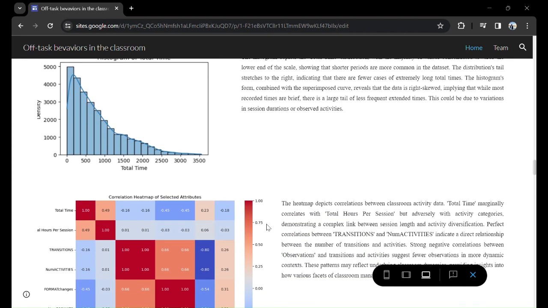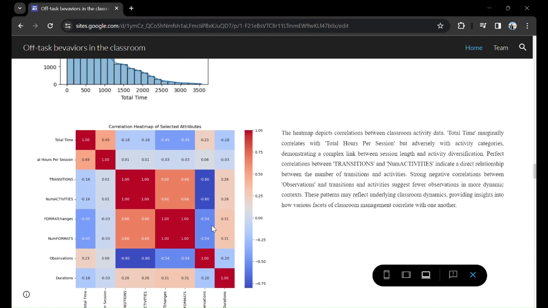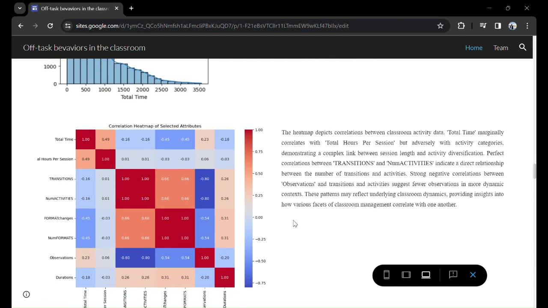And coming to the correlation heat map, we have used the classroom active data, where we can see total time is correlating with total hours per session, with active categories demonstrating a complex link between sessions and activity diversification. We can see the perfect correlation between times, transitions, and number of activities, and a strong negative correlation between observations and transitions. These patterns may reflect underlying classroom dynamics and also provide various facets of classroom management, such as how people coordinate with each other.